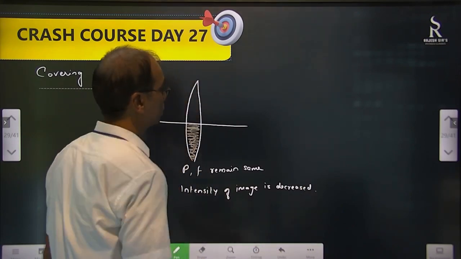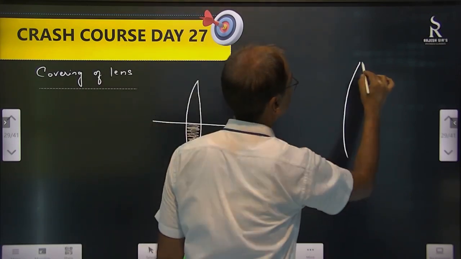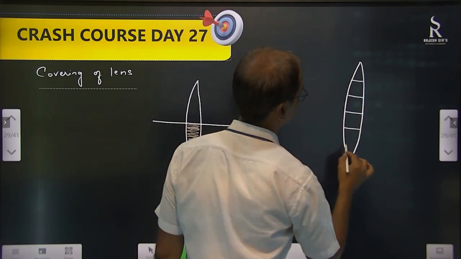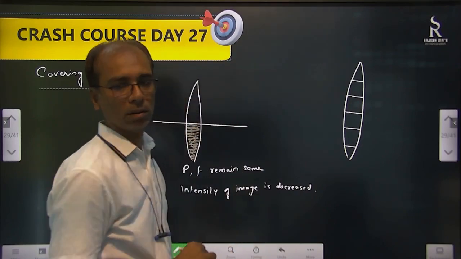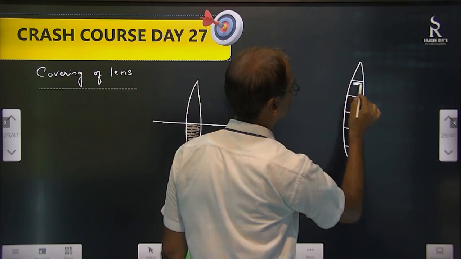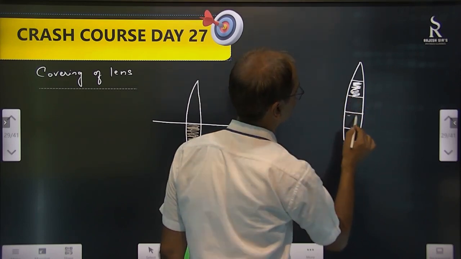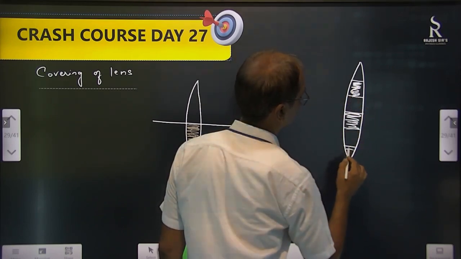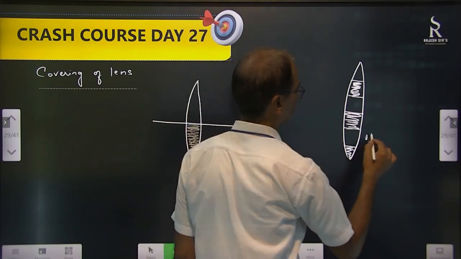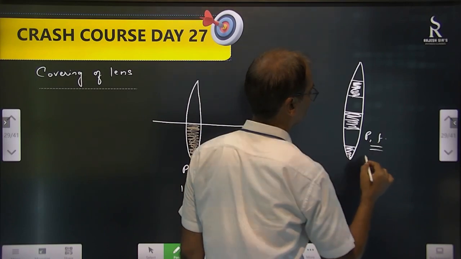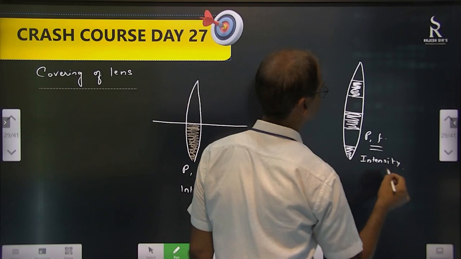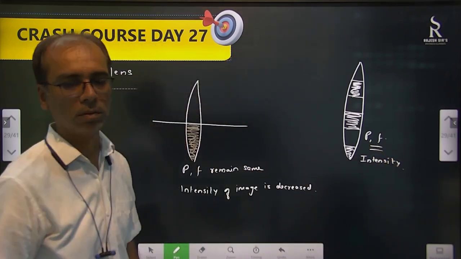Now suppose on the same lens we cover certain parts. This part we covered up, this one also, and this one also. Now what will happen to power and focus? No change. Power and focus are still the same. Only intensity is changing. Earlier one image was there. Now how many images? One image only. Why would there be two images?